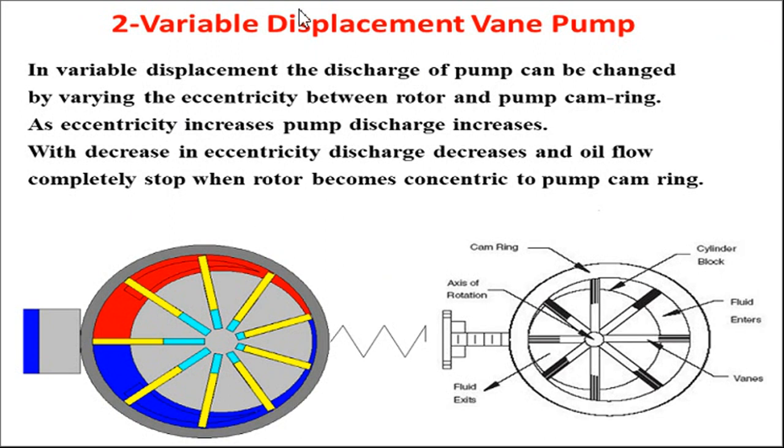The next type is the variable displacement vane pump. The variable displacement vane pump varies the displacement by simply varying the eccentricity of the inner rotor with respect to the outer casing. With the help of an adjusting mechanism, the eccentricity of this central rotor with respect to the casing is varied, and because of this we can change the discharge.